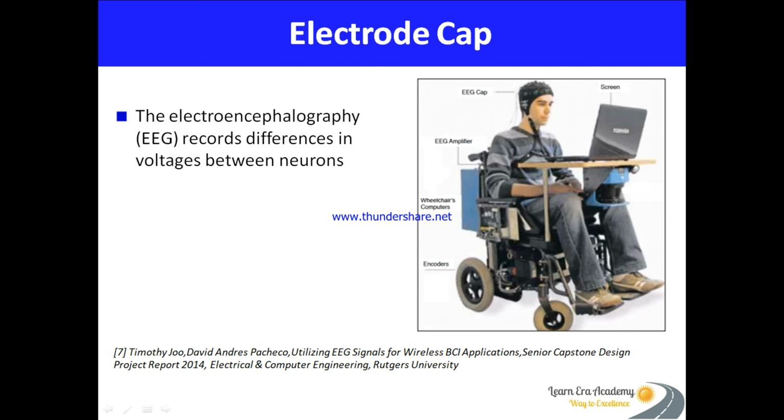The last technology is electrode cap. It's a non-invasive 64 electrode cap. Here, the EEG records differences in voltages between neurons. The collected data is analyzed and tells what an external device should do.